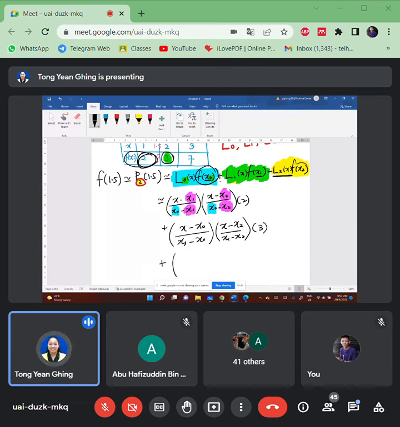Because this one is based on X2, so under this is X2. So X2, besides itself, you have X0, X2 minus X1. So this one just copy back. This one will be the same, X minus X1, and times with the X2. That means Y2. So 7.